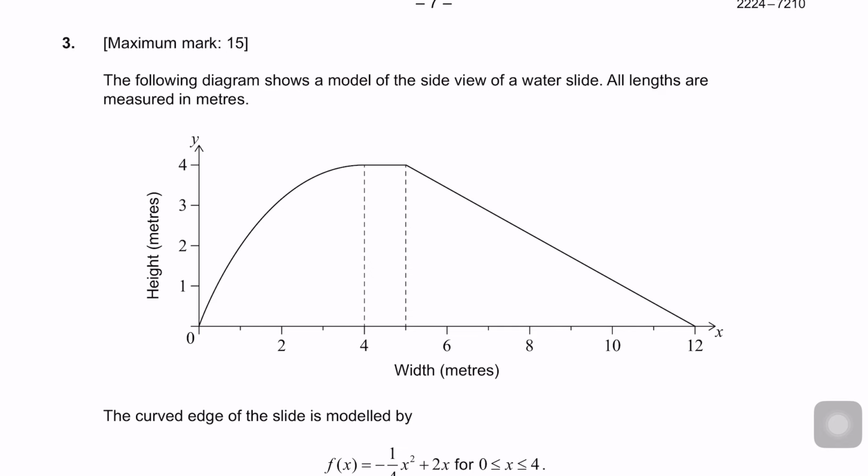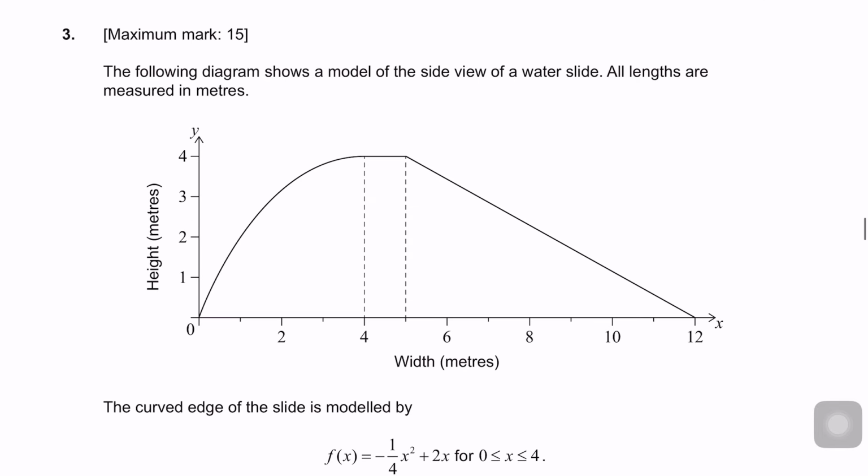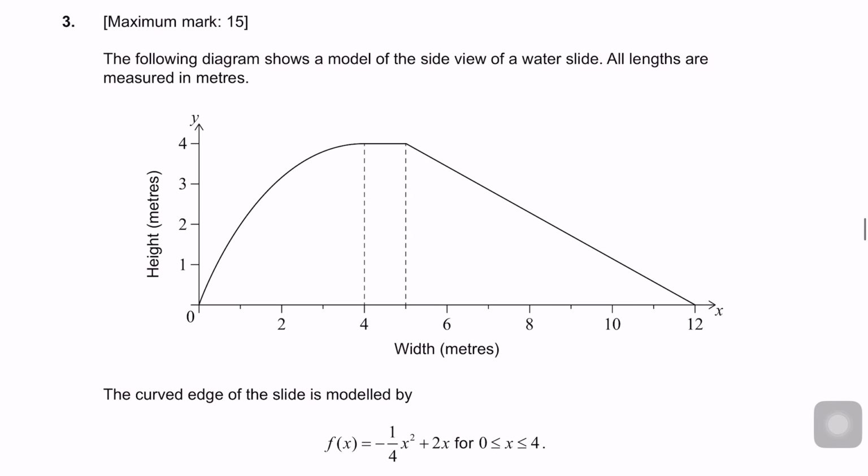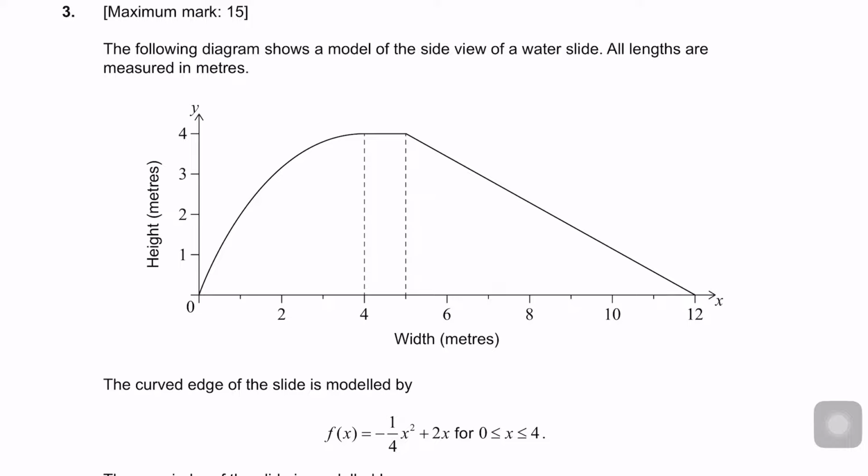Number 3, 15-mark question. It actually looks like a trapezoid rule question. Let's see. The following diagram shows a model of the side view of a water slide. All lengths are measured in meters. So we've got the height, and then we've got the width of this water slide.